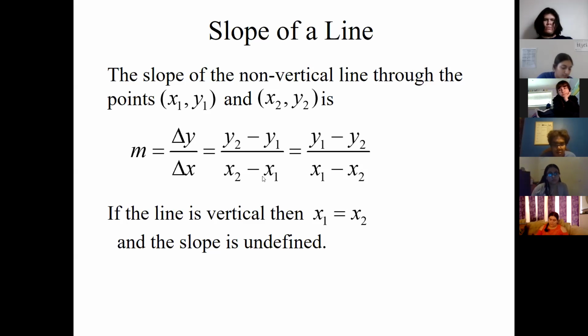And the order doesn't really matter. You could do the second point minus the first point, or the first point minus the second point. And if you have a vertical line, then you know that 2 points on the line will have the same x value, x coordinate. And so we say that slope is undefined, and you could see why. If the x coordinates are the same and you subtract them, you get 0, and you're trying to divide by 0. And you should know that we cannot divide by 0.